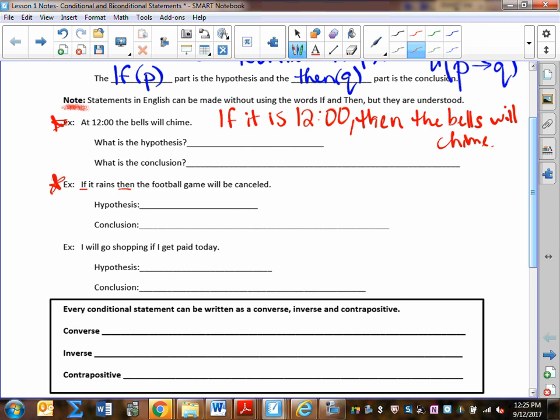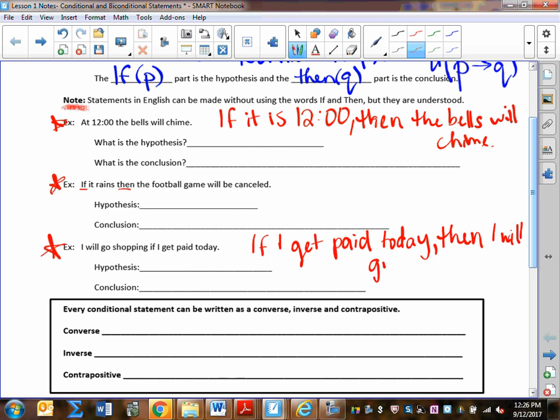Now you've got to be careful. For example, the third one says, I will go shopping if I get paid today. Notice they moved things around. What would be the proper way to say this in the if-then format? If I get paid today, then I will go shopping. So now it's in that nice if-then format.